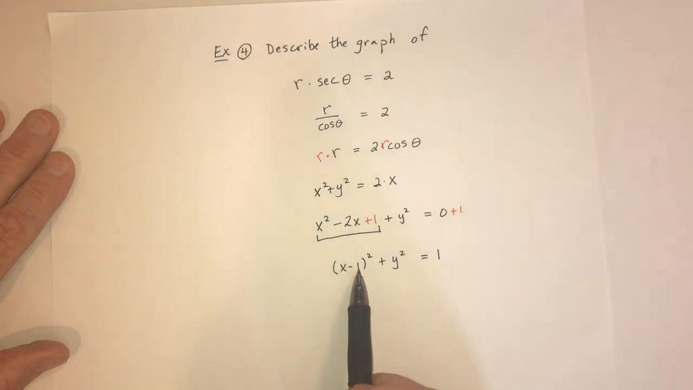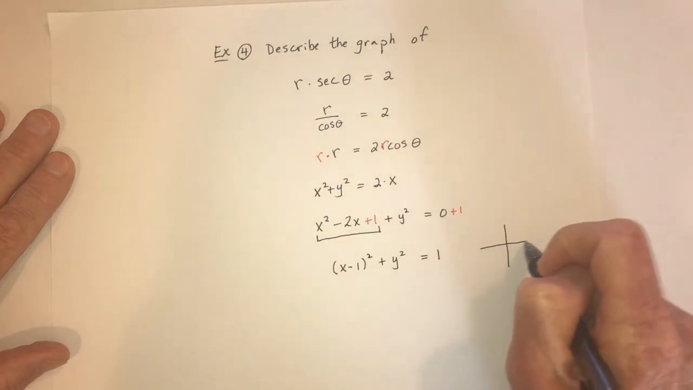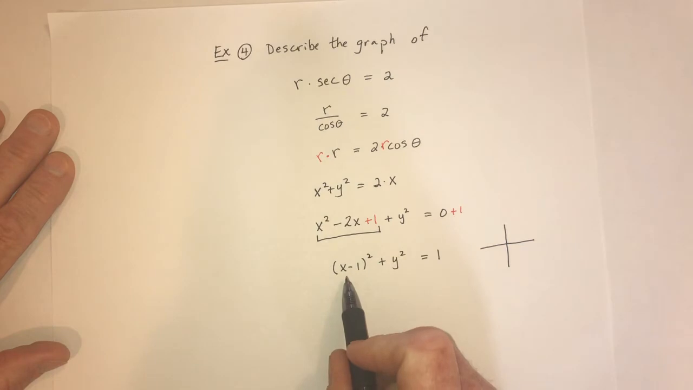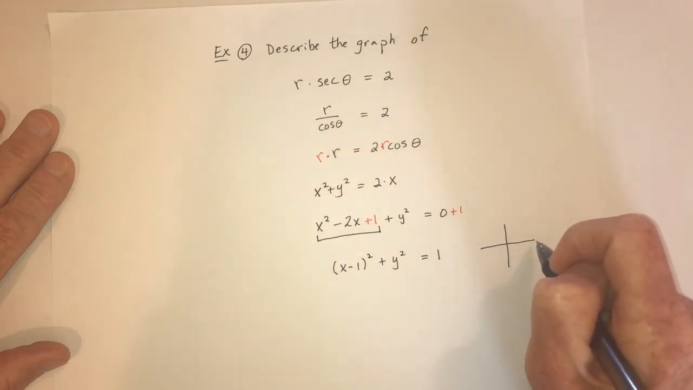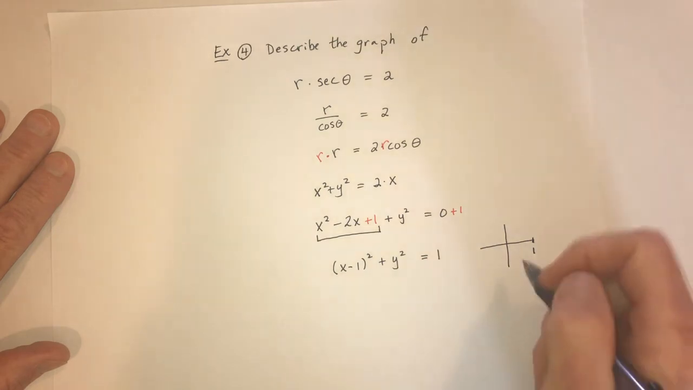So that is a circle. So if you look at just the x and y coordinate system, then it's been shifted over to the right by 1. And it's a circle that has a radius of 1.